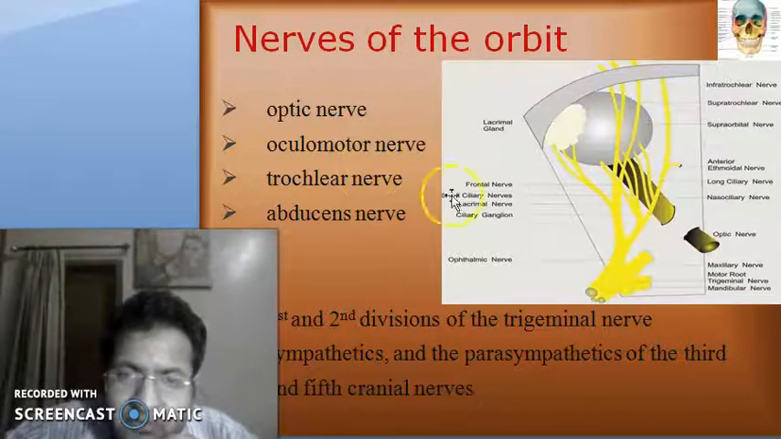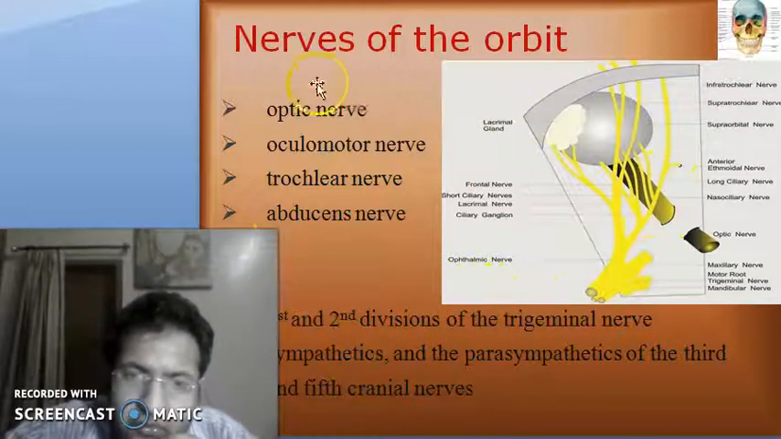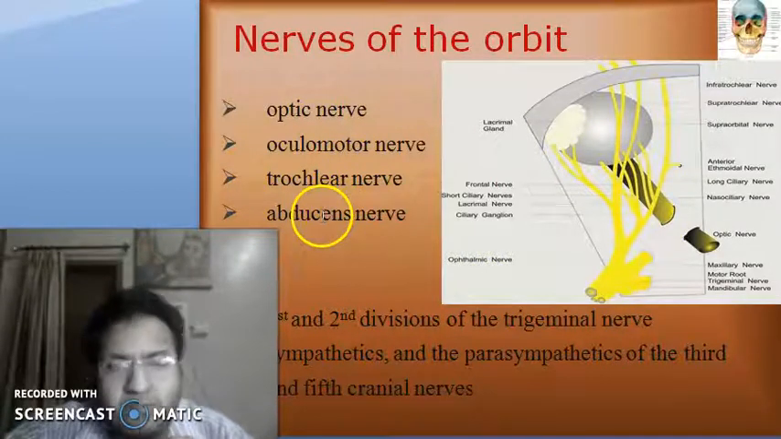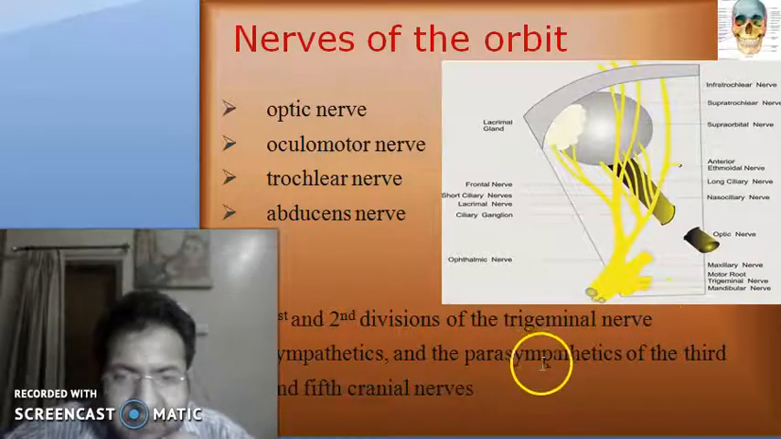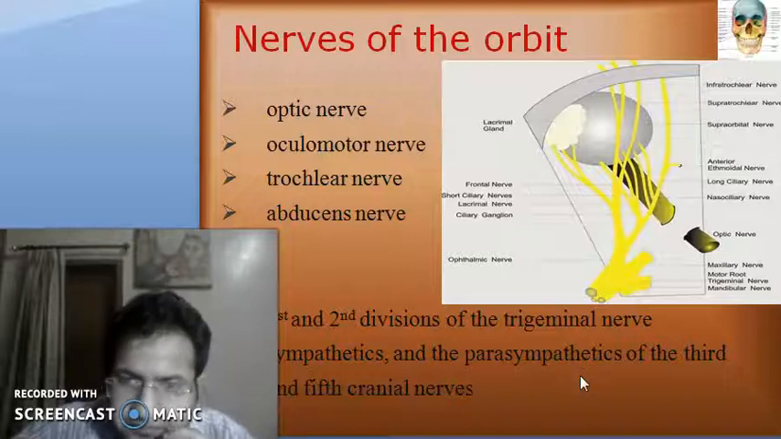The nerves of the orbit. The various nerves of the orbit are the optic nerve, the oculomotor nerve, the trochlear nerve, the abducens nerve, all those nerves which pass through the superior orbital fissure and the optic canal. Then the first and second divisions of the trigeminal, and the sympathetics and the parasympathetics of the third and the fifth cranial nerves.